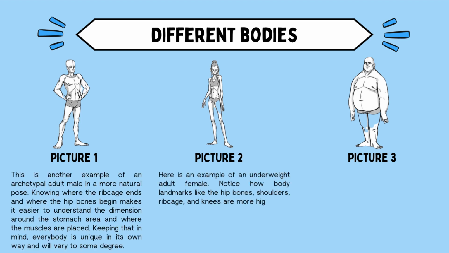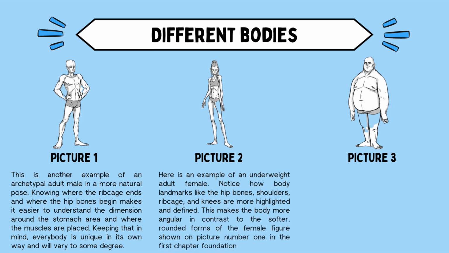Here is an example of an underweight adult female. Notice how body landmarks like the hip bones, shoulders, ribcage and knees are more highlighted and defined. This makes the body more angular, in contrast to the softer, rounded forms of the female figure. Shown on page 14, it means the picture number 1 in the first chapter. Foundation is key.